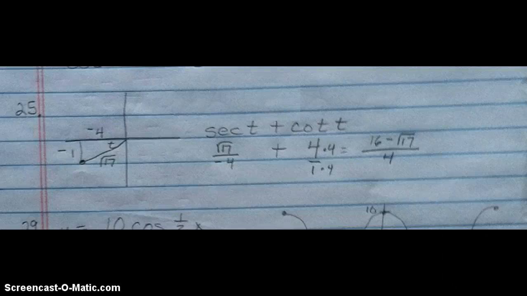The secant is 1 over the cosine. The cosine is the adjacent over the hypotenuse. So the secant would be the hypotenuse over the adjacent. The cotangent is just 1 over the tangent, so it's 4. We want to combine those two values. Common denominator is 4. Multiply 4 by 4 over 4. That gives us 16 over 4, and we just change the order in which we wrote it. So it's 16 minus the square root of 17 over 4.